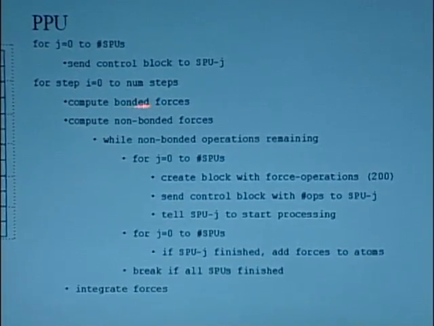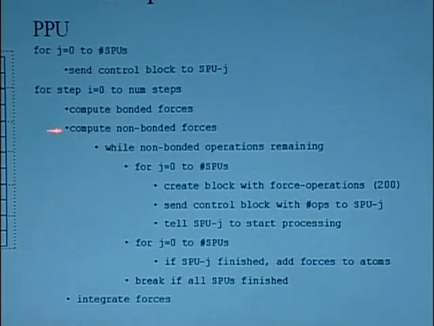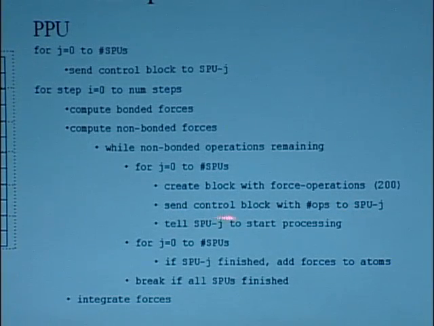The bonded forces are computed on the PPU, just for simplicity for now. And then for the non-bonded forces, all the non-bonded force operations remaining are considered and split up into blocks. Each SPU is sent a block with a number of force operations, and in this case it was 200. The control block is sent to the SPU. The SPU is told to start processing, and then the PPU waits for each SPU to finish.